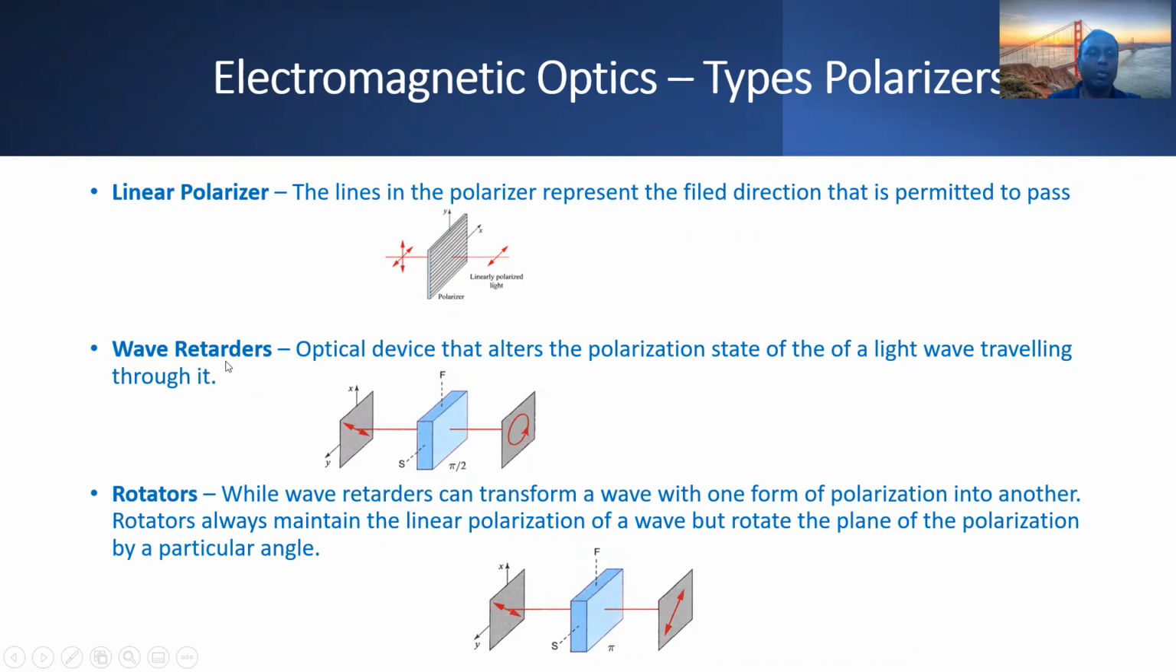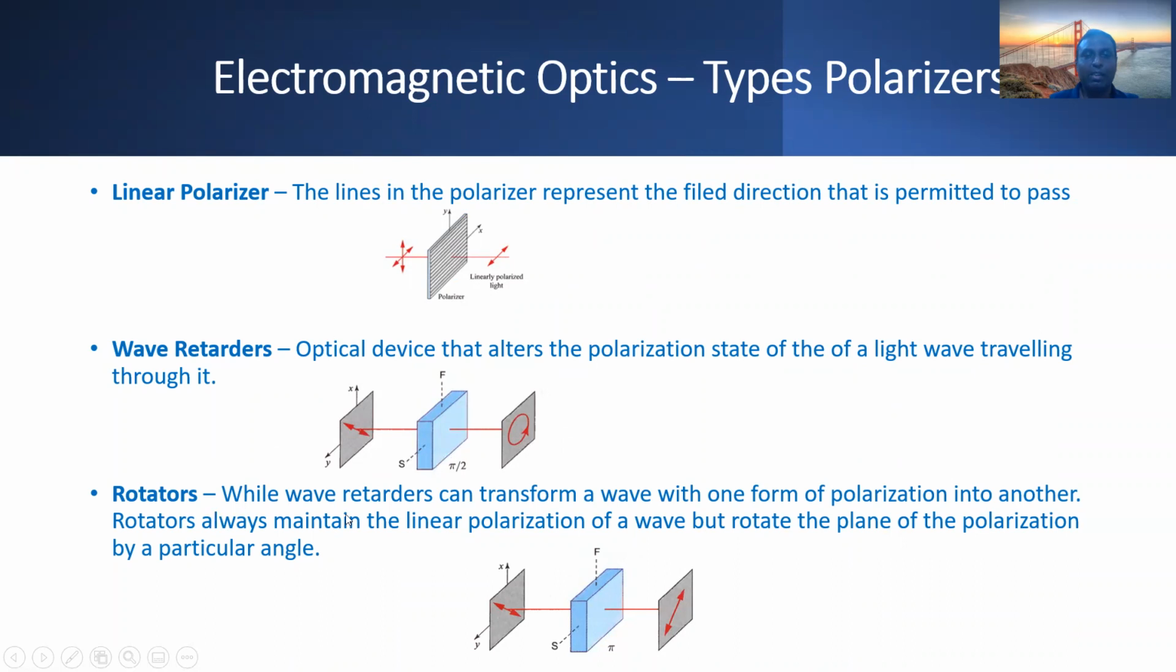Okay. Next one is the wave retarder. A wave retarder is an optical device that alters the polarization state of the light wave traveling through it. That means we can have a half-wave or quarter-wave retarder, and based on that, the optical device will alter the polarization state of the light wave traveling through it.